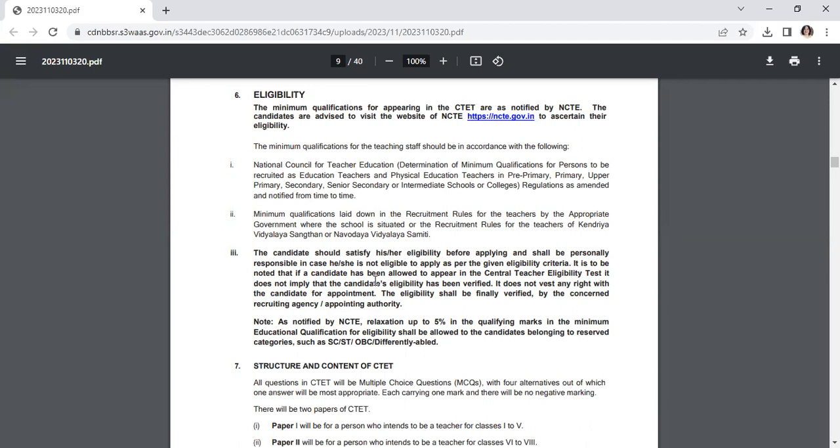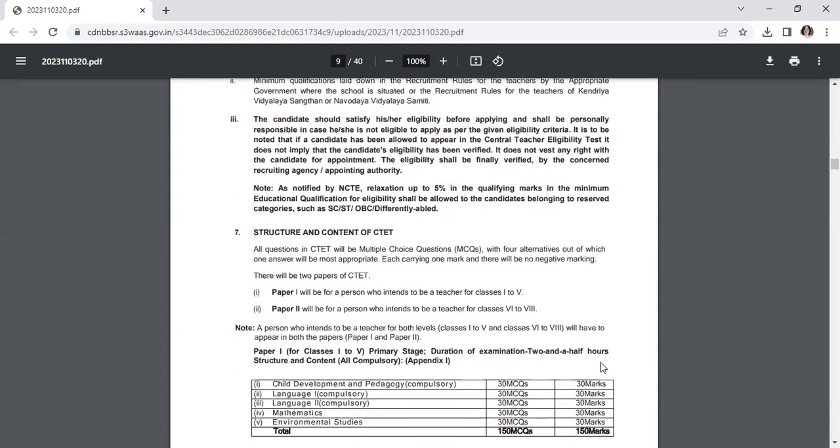It is to be noted that if a candidate has been allowed to appear in the Central Teacher Eligibility Test, it does not imply that the candidate's eligibility has been verified. It does not confer any right on the candidate for appointment. The eligibility shall be finally verified by the concerned recruiting agency's appointing authority. Note: as notified by NCTE, a relaxation of up to 5% in the qualifying marks in the minimum educational qualification for eligibility shall be allowed to candidates belonging to reserved categories such as SC, ST, OBC, and differently abled.